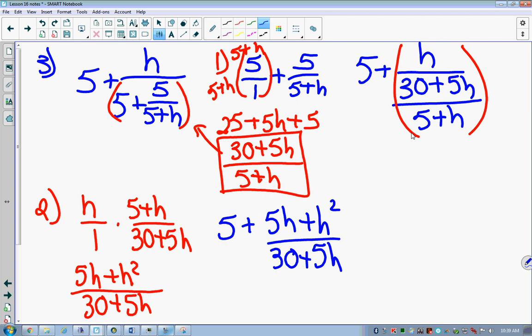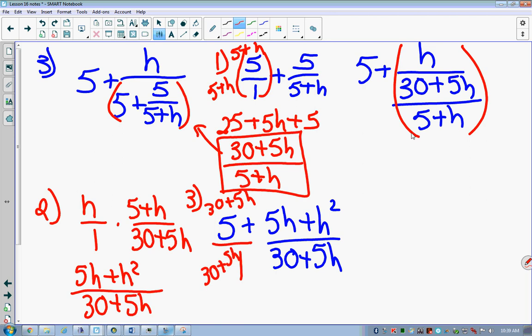Okay? What do I do here? Multiply by the reciprocal? No, because I'm adding these things. I need a common denominator at this point. All right? So what is my common denominator? Okay, good. So we're going to set this up. I'm just going to go ahead and show this as step 3. We're going to multiply by 30 plus 5h. 30 plus 5h. Okay?